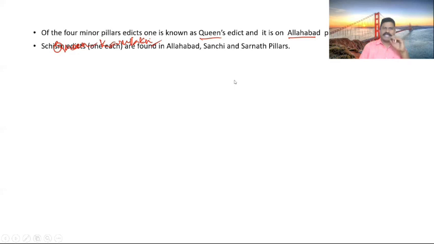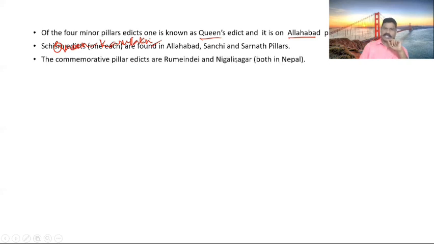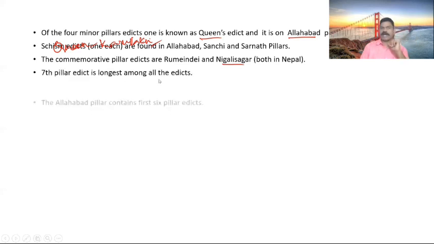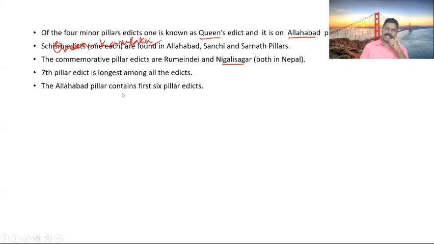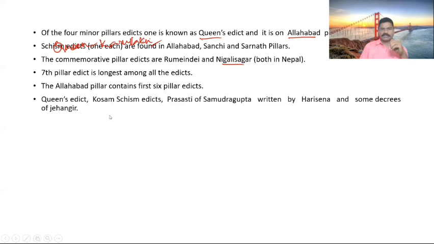Schism edicts, one each, are found at Allahabad, Sanchi and Sarnath. The commemorative pillar edicts were found at Rummindei and Nigali Sagar, both in Nepal. The 7th pillar edict is the longest among all the pillar edicts. The Allahabad pillar contains the first 6 pillar edicts, the Queen Edict, the schism edict, the Prasasti of Samudragupta written by Harisena, and some decrees of Jahangir.